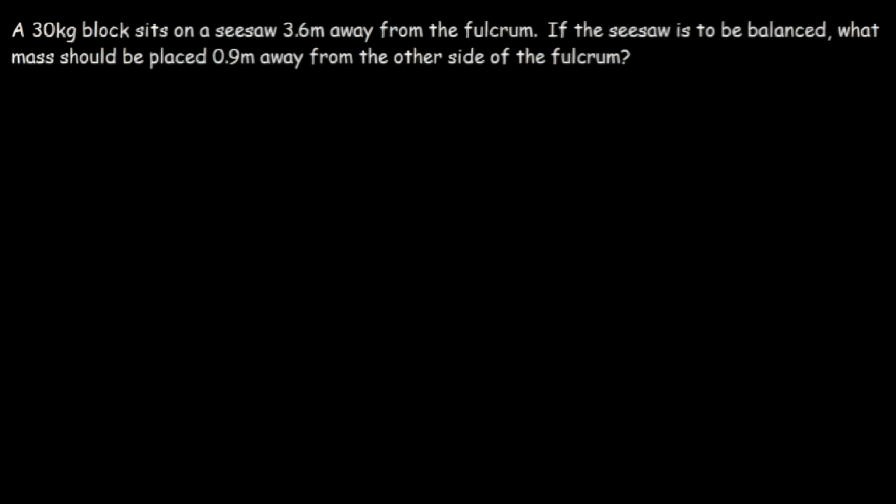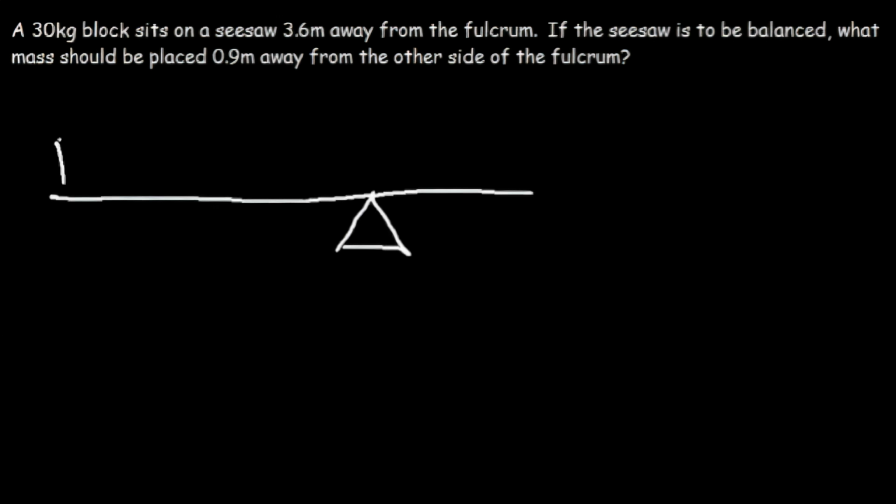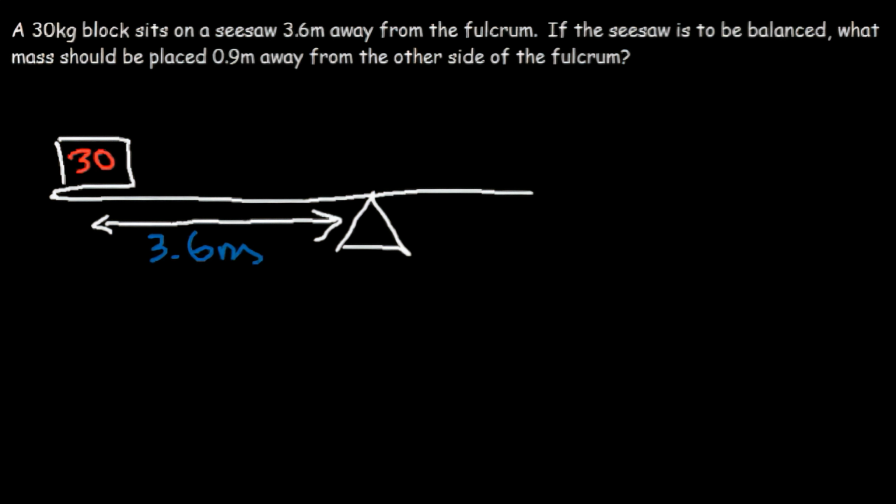Let's try a problem. So we have a seesaw, and we have a 30 kilogram block placed on the seesaw at a distance 3.6 meters away from the fulcrum. Now, what is the mass of another block that is placed 0.9 meters away from the fulcrum if the seesaw is to be balanced?